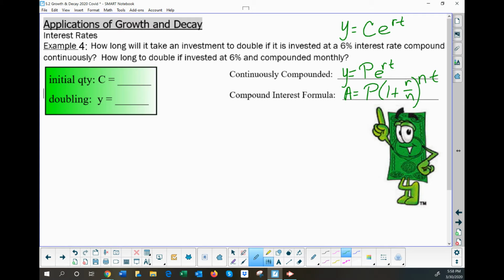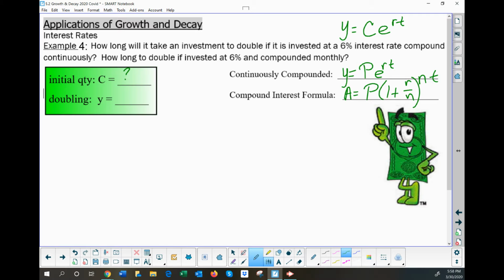How long will it take an investment to double if the investment's at 6%? How much to double? Well, they didn't really give us anything. That's a really big question mark, isn't it? Actually, let's just choose a number. We could choose 1,000, a million. I'm going to take it easy and I'm going to claim 1.